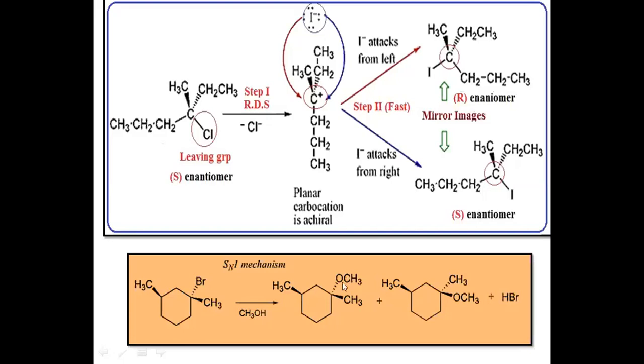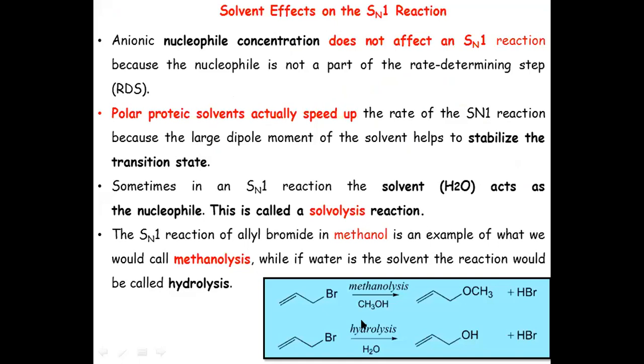Now the ether can come from the alpha side or from the beta side, because we are talking about cyclohexane, and you know in cyclohexane you have two sides. One is alpha, the other is beta. Br, since it is at the alpha side, after departure the carbocation can be attacked by methanol from both sides, that is alpha as well as beta, and you expect these two products in this reaction, which is an SN1 mechanism.